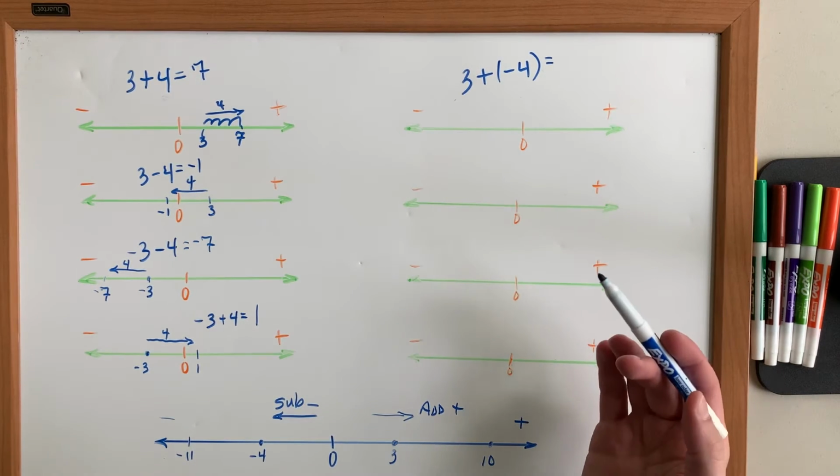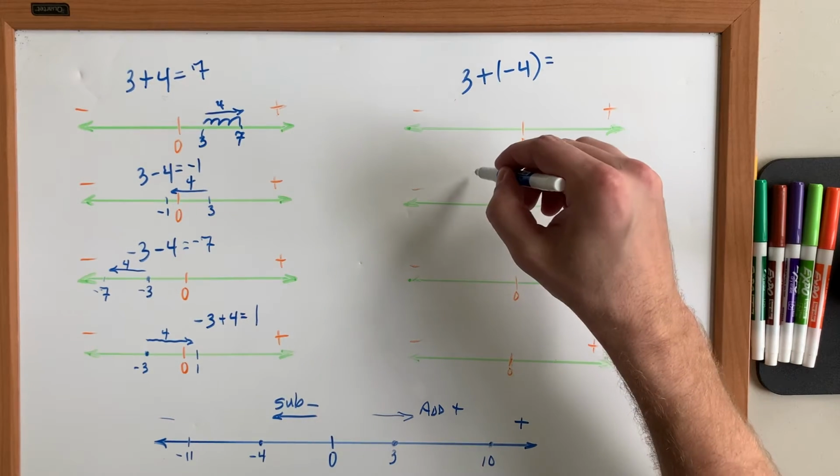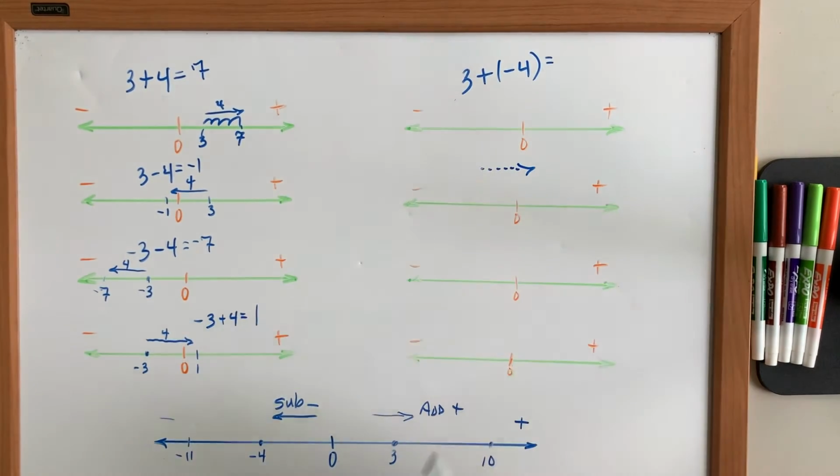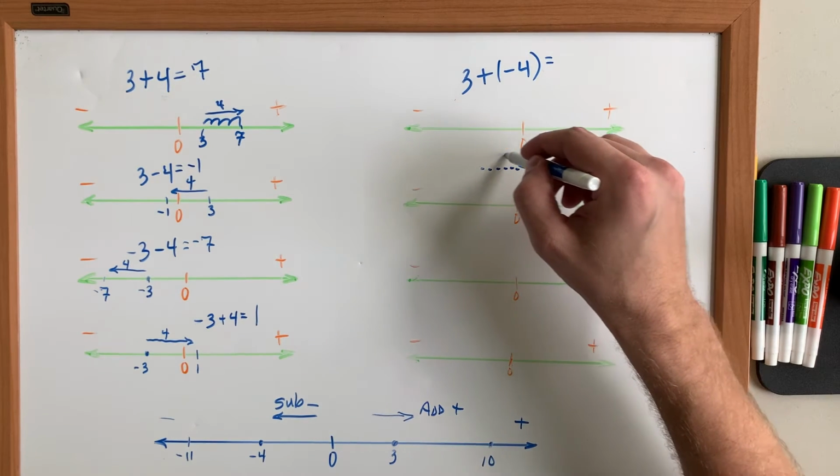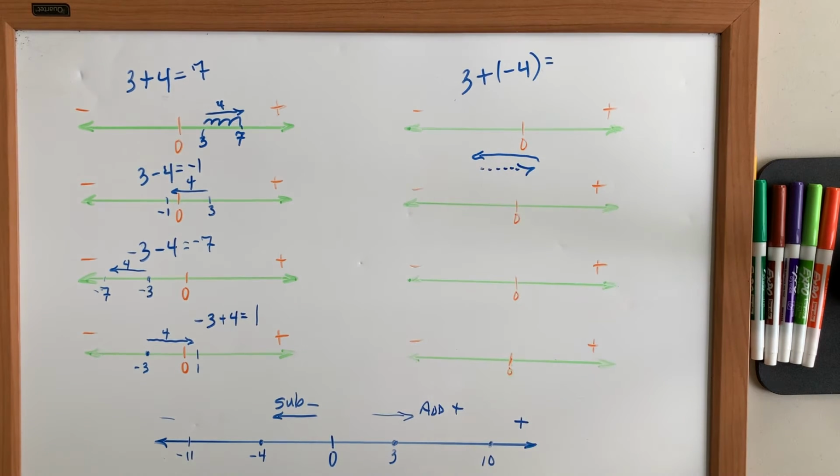Now let's talk about what that means. If you are walking down the street and you're going this way to the right, and someone says, go the opposite direction, you're going to turn around and you're going to go this way.